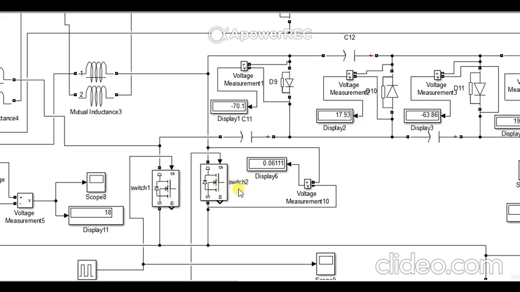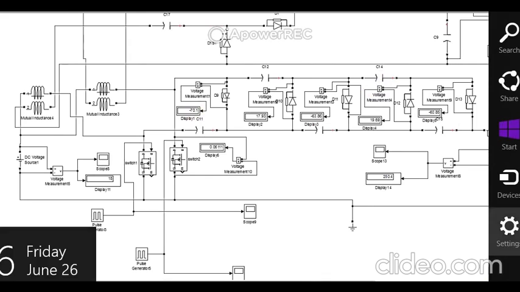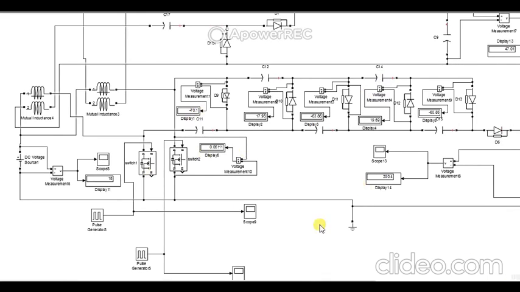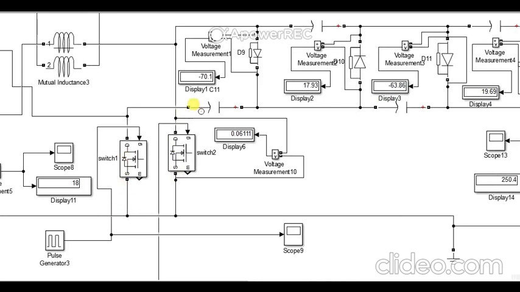Now in mode 3, S1 is completely charged and gains its maximum current value, and when mode 4 starts, S2 is on and S1 gets off. So it's time for switch 1 to discharge, and it discharges and comes to its minimum current value. So that's how the whole process works.